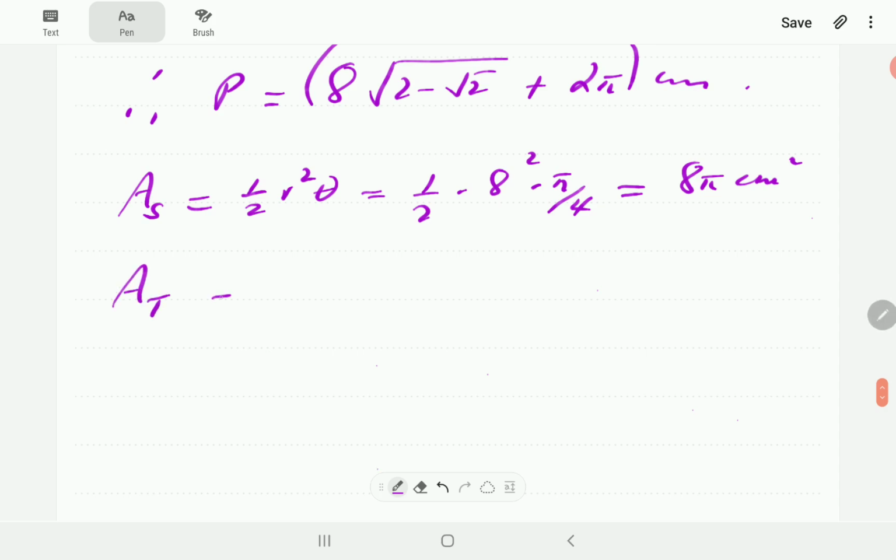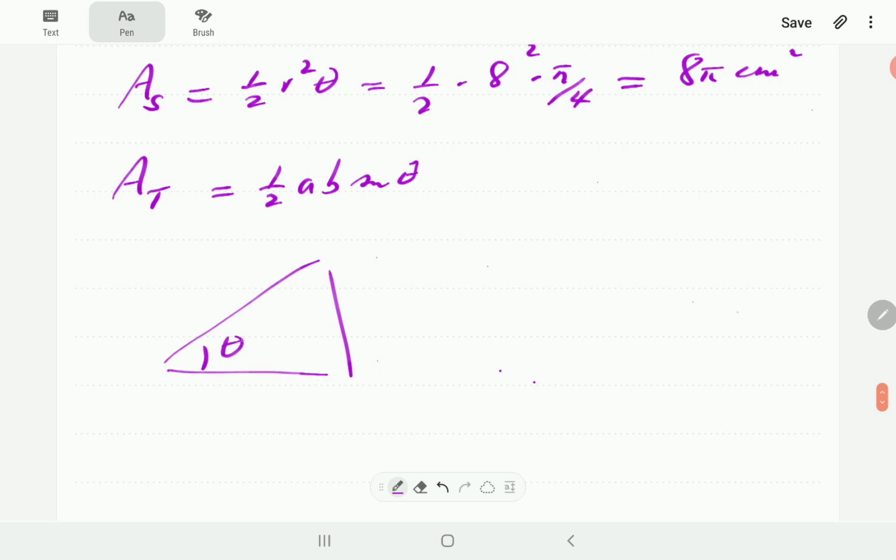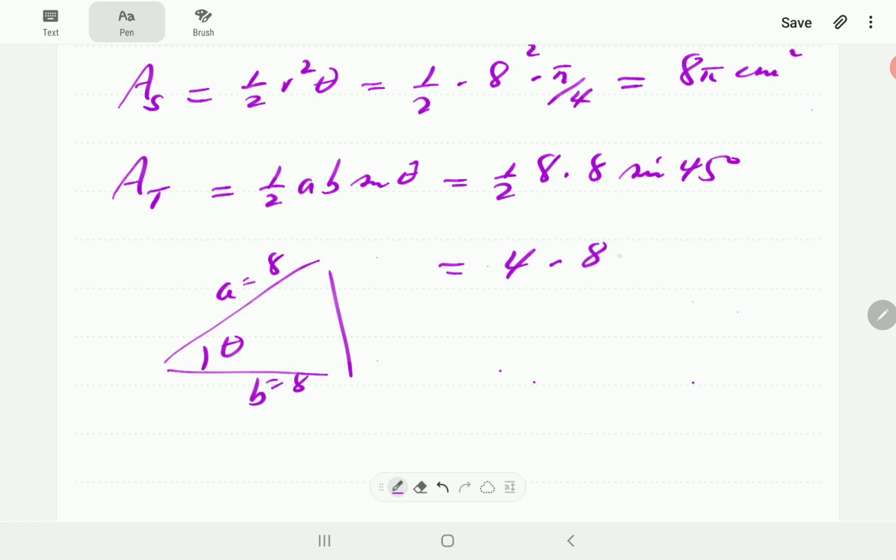And then for the area of the triangle, we have to use the trigonometric formula, which says half AB sine theta, where this is theta, this is A, and this is B. In our case, A and B are both equal to 8. So this is 1/2 times 8 times 8 times sine 45. Half of 8 is 4, times 8. Sine 45 is the same as cosine 45, root 2 over 2. So this is going to be 16 root 2 centimeters squared.